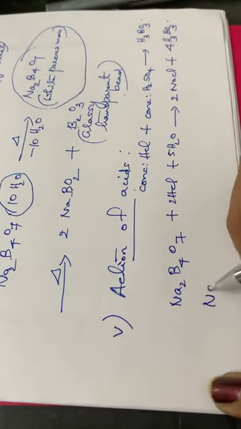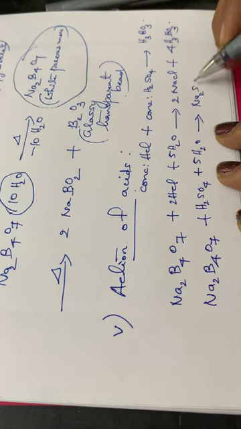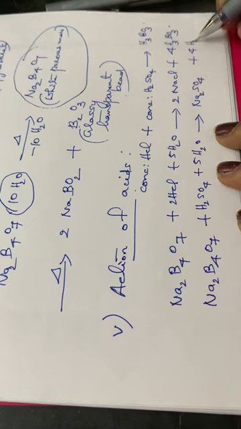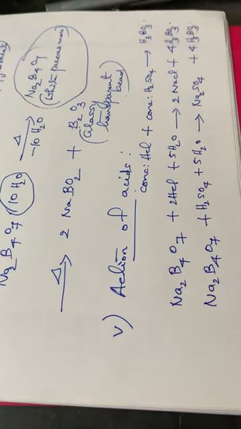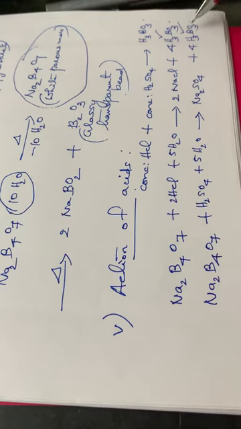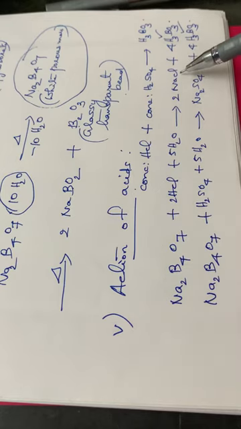Again, this reaction of borax with concentrated sulfuric acid: Na2B4O7 plus H2SO4 plus 5H2O giving sodium sulfate Na2SO4 plus 4H3BO3. So these are the reactions with concentrated acid. In both cases, we will be having boric acid H3BO3. Hope you had written the reaction. Na2B4O7 plus 2HCl plus 5H2O giving 2NaCl plus 4H3BO3. Then the same reaction with sulfuric acid gives sodium sulfate plus boric acid H3BO3.